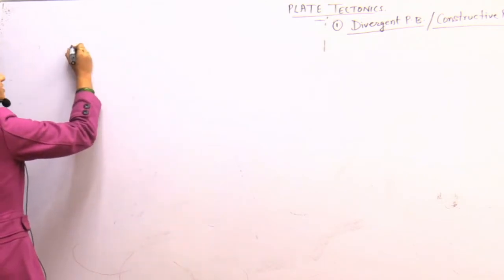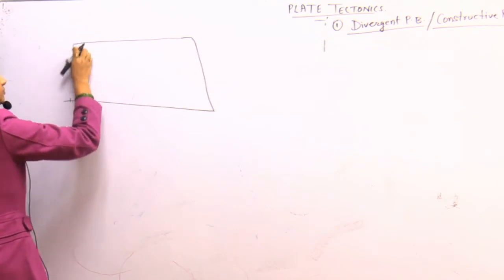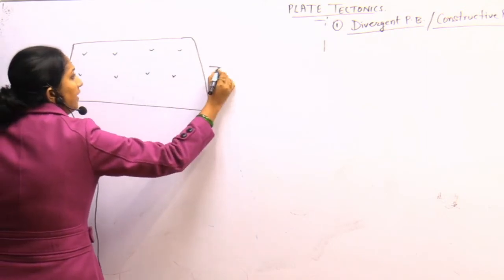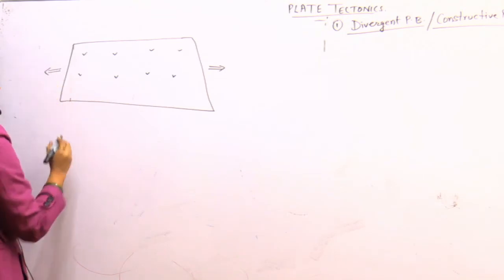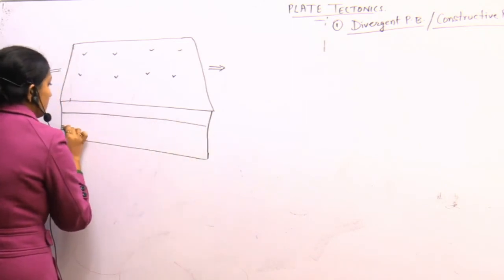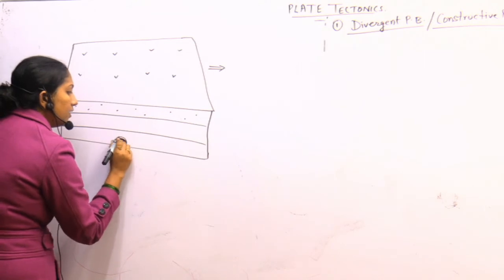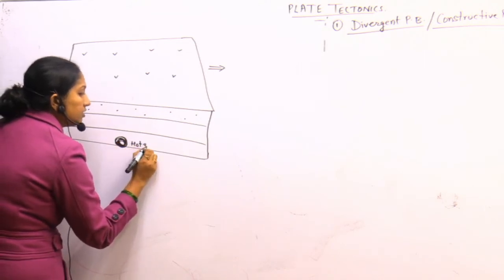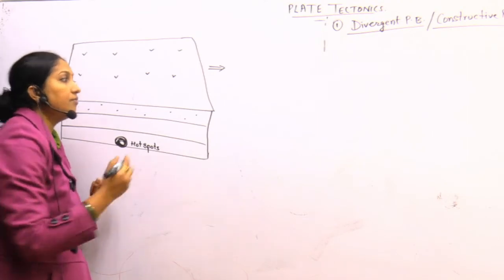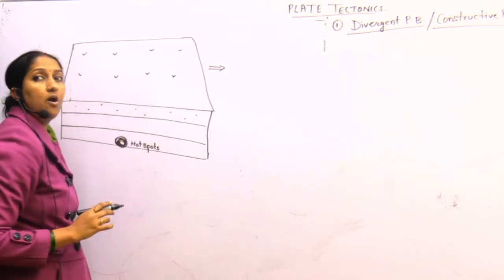Suppose this is a continental block, and a spreading center develops over this continent. So accumulation of heat will be here. A hot spot is generated here. Why? Because it is not easy for the heat to escape, so heat gets accumulated, resulting in the formation of a hot spot. This hot spot will cause the bending of this continental lithosphere.